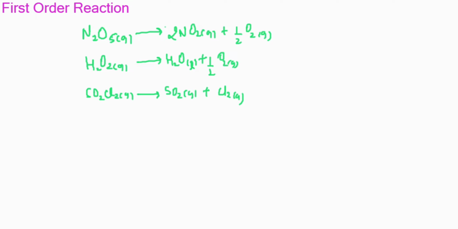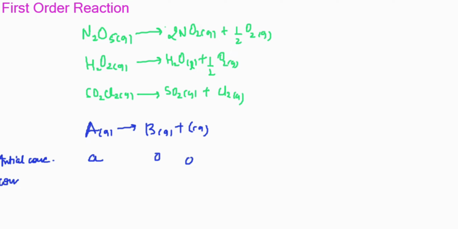Okay, so take a general example. A in gaseous state gives B in gaseous state plus C in gaseous state. Let's say the initial concentration of A is a, B is 0 and C is 0. And the concentration at time t is a minus x. Since the stoichiometric coefficient of B is 1, it is x, and for C it is also x. So this is the first order reaction.